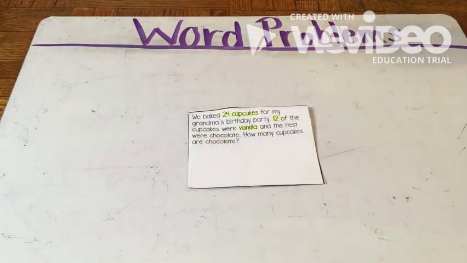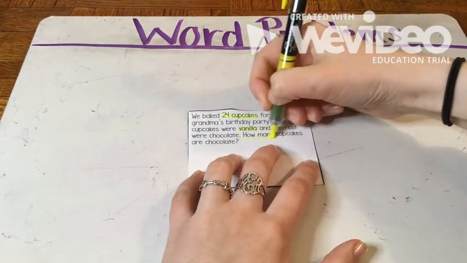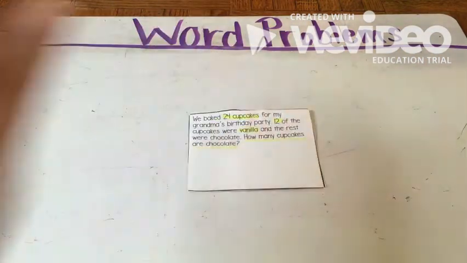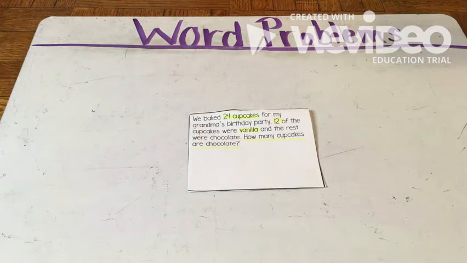Then I'm going to look at my question, and the question is the last sentence in my problem, and that is what I am solving for. So how many cupcakes are chocolate? So I am looking to solve. So if there are 24 cupcakes and 12 are vanilla, I want to find that missing number. And for that, since we are trying to figure out what is missing, we are going to subtract.